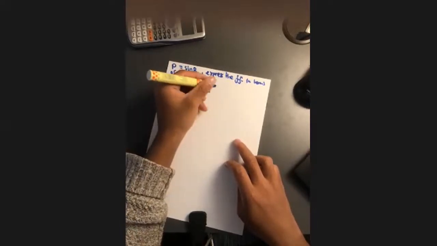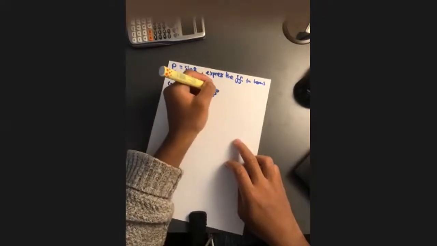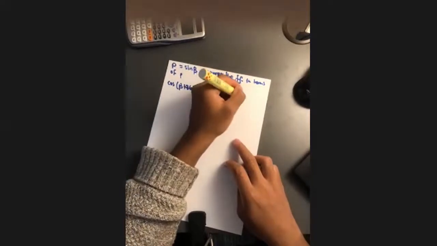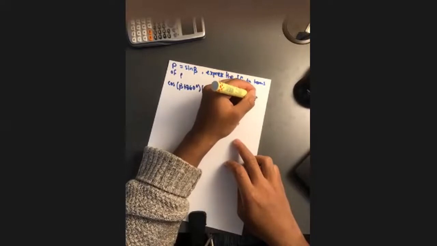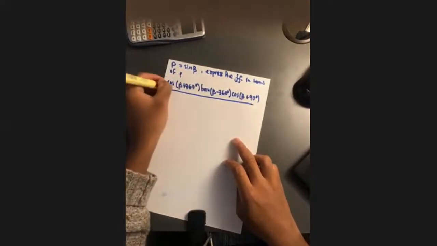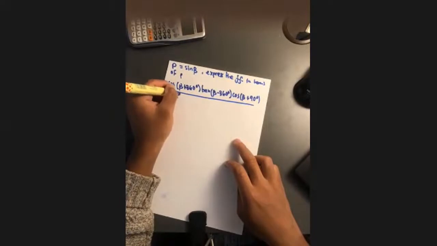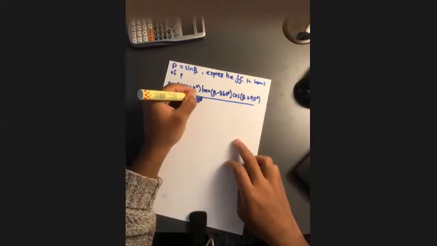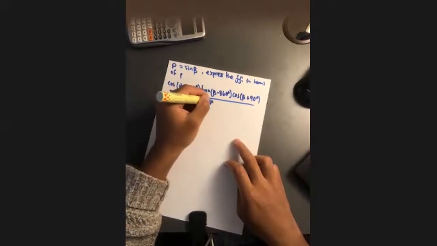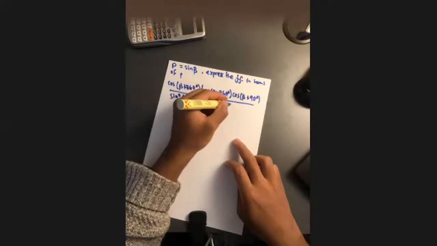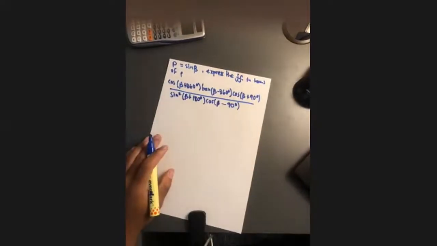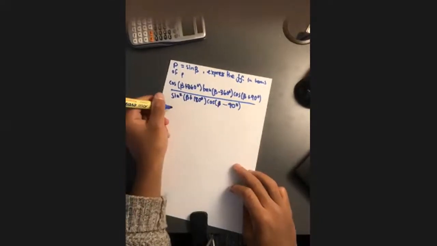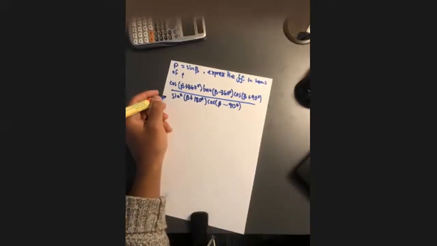times the tan of beta minus 360 degrees times the cosine of beta plus 90 degrees over the sine squared of beta plus 180 degrees, the cosine of beta minus 90 degrees. So you're going to express this in terms of P, right? And we are given that P is just equal to the sine of beta.